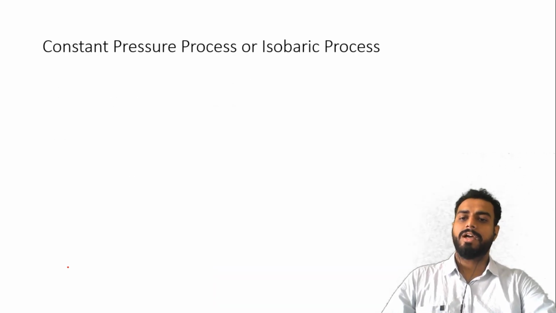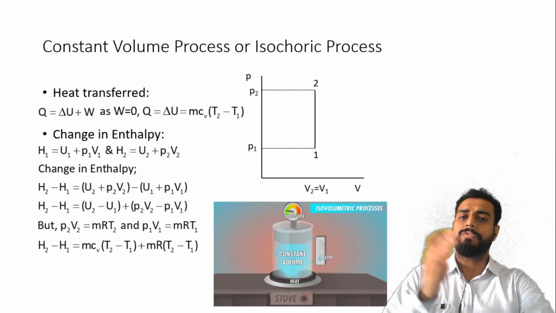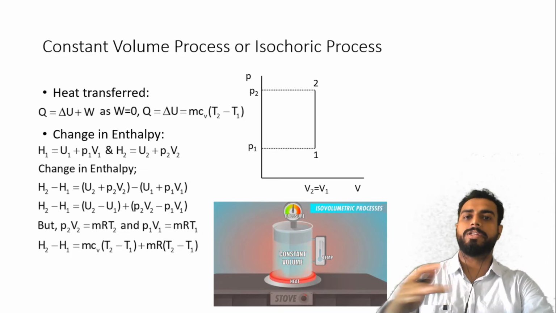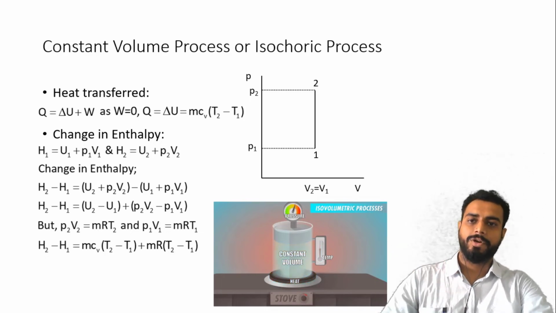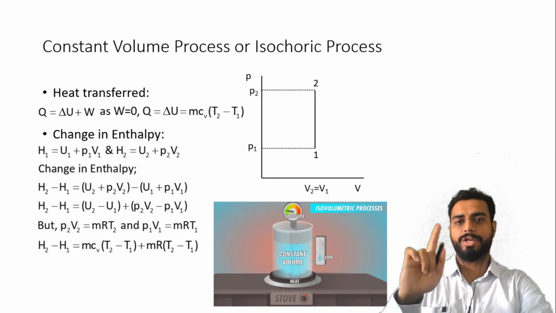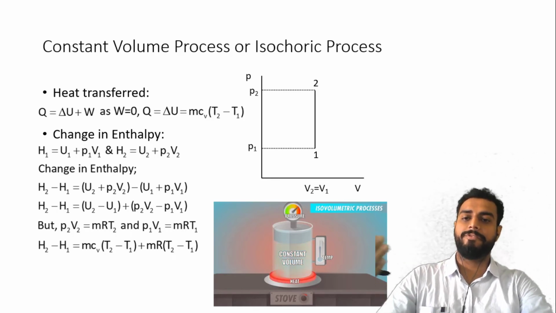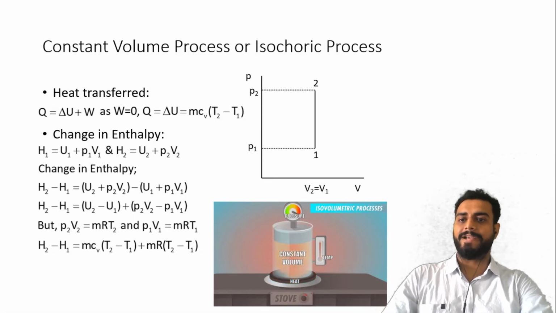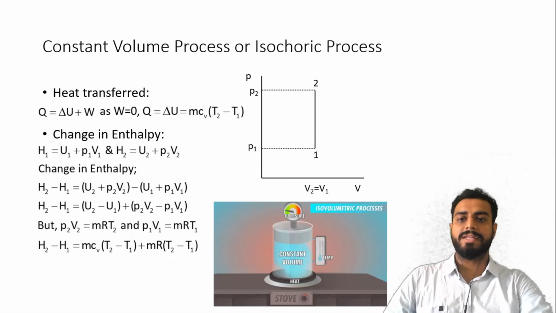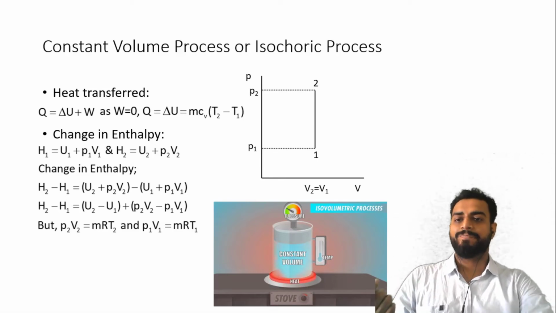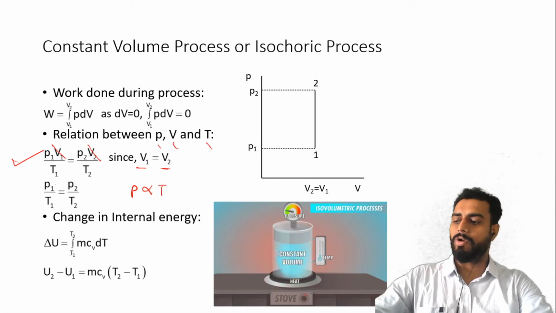So this is all about the constant volume process or isochoric process. So now we will follow this same convention for all the processes. Okay, basically there are 5 processes in this chapter. So first we have seen the constant volume process or isochoric process. You have to remember the results of every aspect. Okay, what is the amount of heat transfer during the isochoric process, what is the change in enthalpy, what is the relation between P, V and T, what is the work done during the process. So you have to remember all these points.